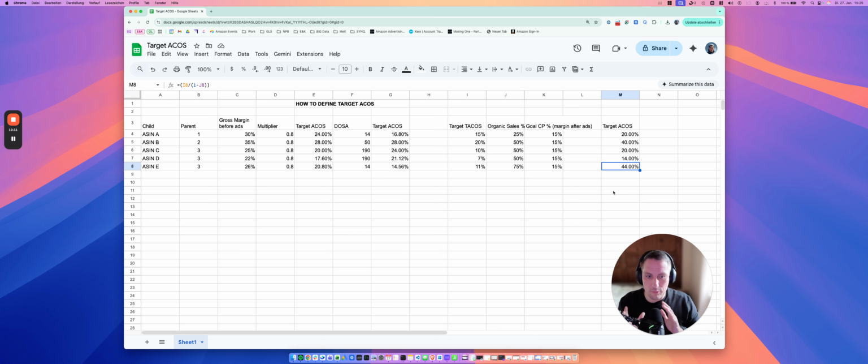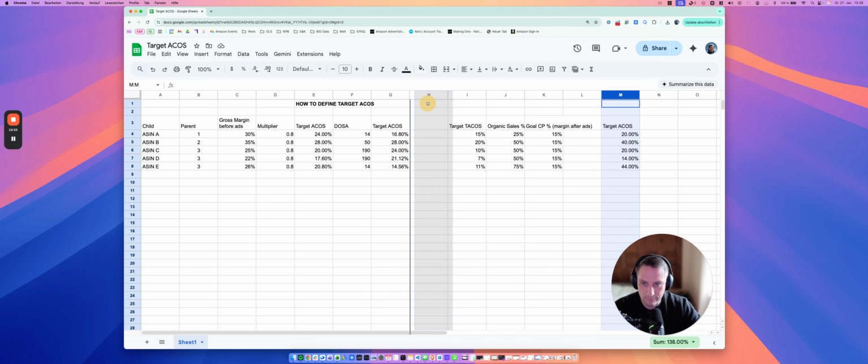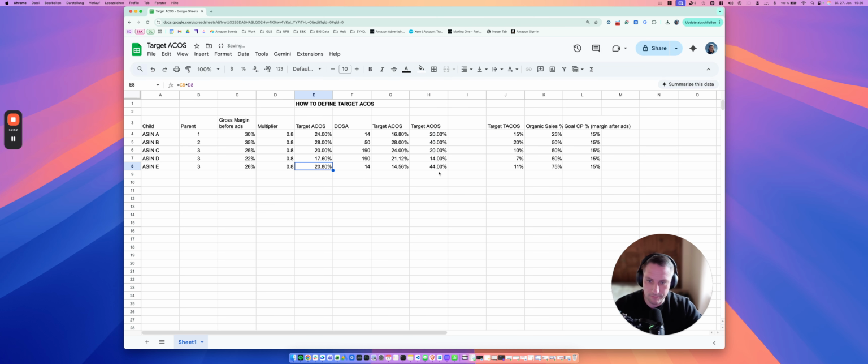So we're looking at how much sales are coming through organic versus PPC. And then the higher the organic share, the more I can invest into my PPC based on the target TACOS that I have, right? So you'll see this target ACOS here looks very much different than it looks here. And the reason for that is very simple. The margin is the same. And my goal contribution profit is also the same. The difference is this one.